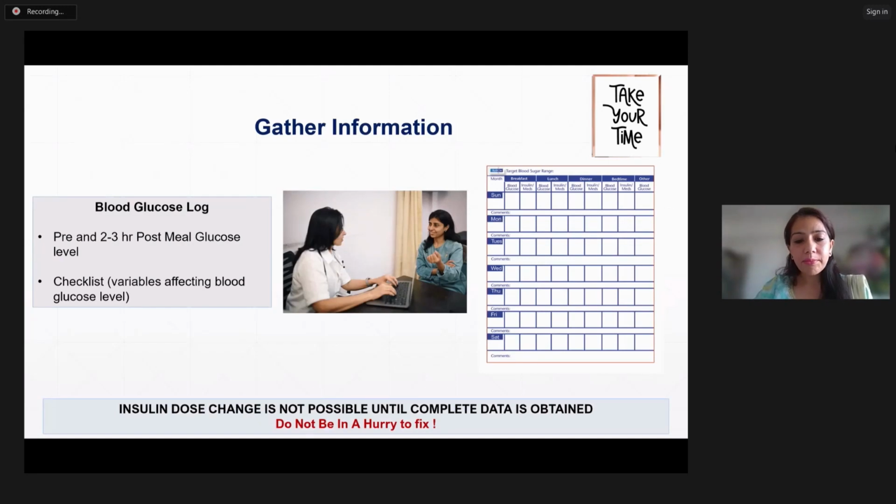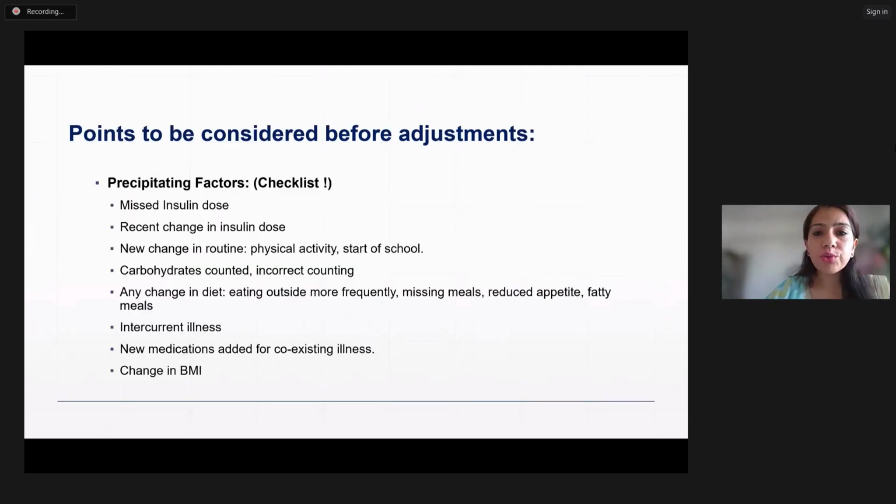It becomes very important that we are not in a hurry to fix the blood glucose, in a hurry to change the insulin doses. So, get the blood glucose log, look at the pre and the 2 to 3 hour post meal blood glucose levels, and then go through your checklist of various variables that are affecting the blood glucoses. So, what are those variables that we should look into before we actually titrate the insulin?